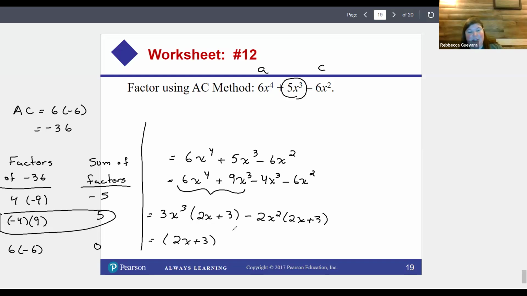2x plus 3. It's going to leave me with 3x cubed minus 2x squared. So if you had a question like this and you got stuck and this wasn't working, and you're sure that you did everything right, go back and see, is there something I can factor out here? No. Is there something I can factor out here? Yeah, actually there is. I can factor an x squared here.